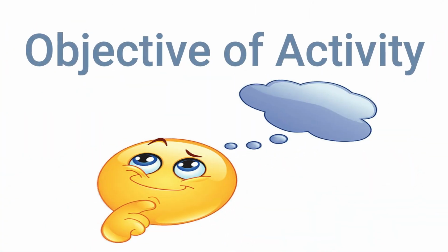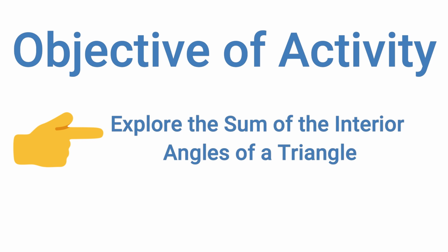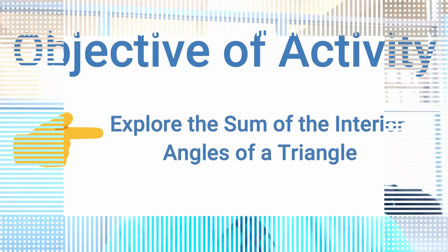Now, what is the objective of this activity? We want the students to explore the sum of the interior angles of a triangle. Now, let us get into the activity. The first thing that the teacher would want to do is to determine whether or not he or she will allow students to carry out this activity in groups or individually. It's good if students work in groups. That will allow them to have discourse among themselves and may even increase the possibility of them making better conclusions as it pertains to what they would have observed.